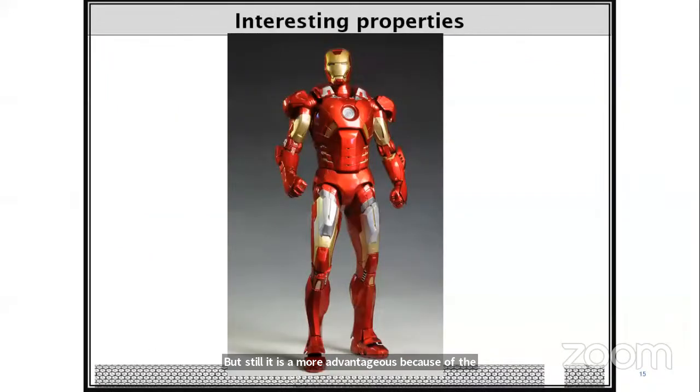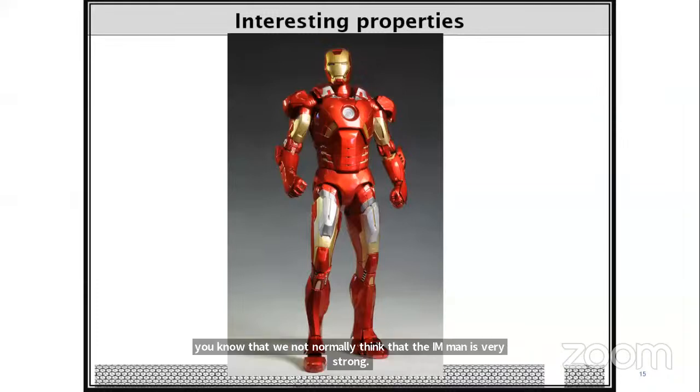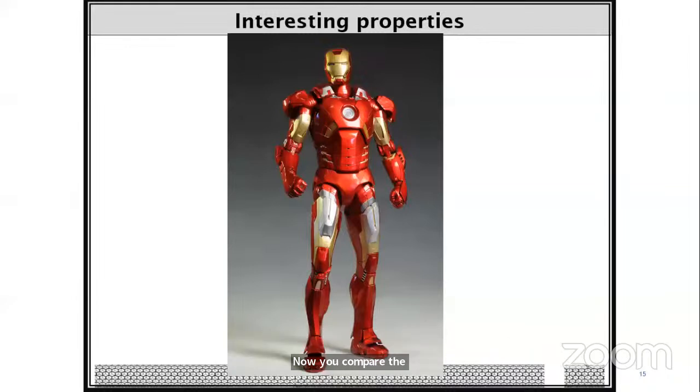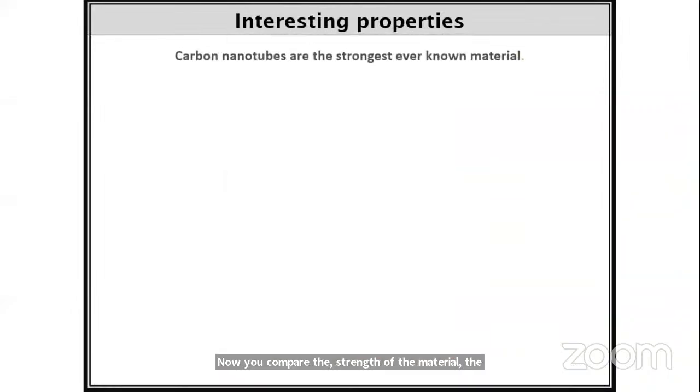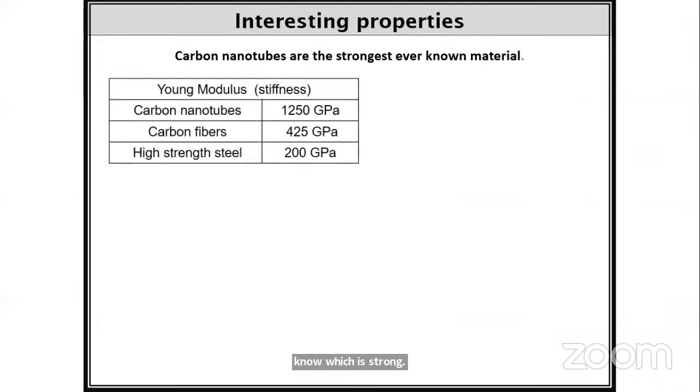And coming to the properties of the carbon nanomaterials, you can see here this is Iron Man, and we normally think that Iron Man is very strong. Now, you compare the strength of the carbon material with steel, then you will come to know which is stronger. So carbon nanotubes are the strongest materials ever.